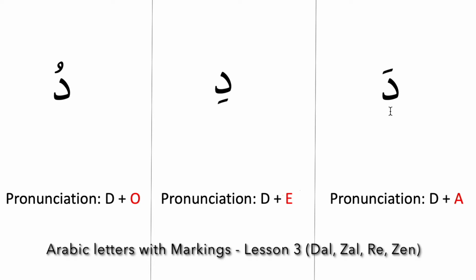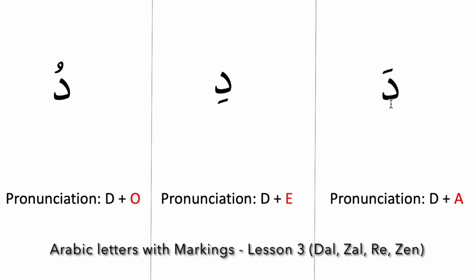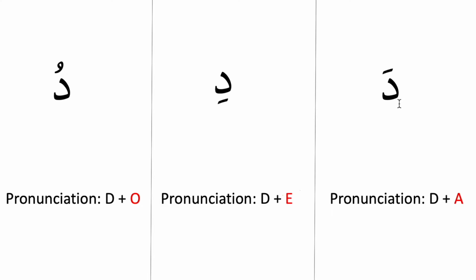Do you remember this letter? Beautiful. Dal. Dal pronounced as D in English. So when you have dal with fatha on the top, you add A to it. So it's gonna be excellent. Da. Da. What about dal with kasra underneath it?